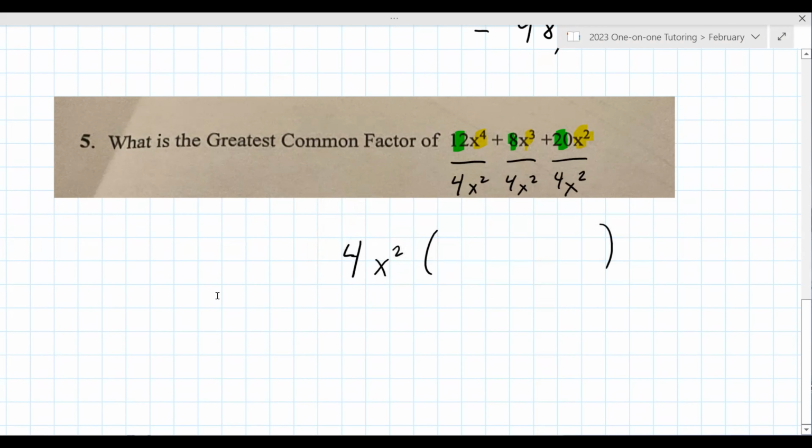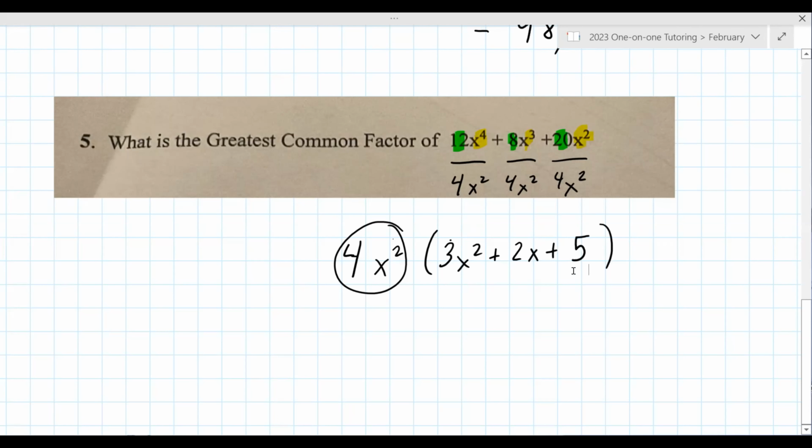So that's how you figure out what goes in parentheses. I know it doesn't ask for it, it just asks for the GCF, but do you mind telling me what goes in parentheses here? Sure. Three x squared plus 2x. Good. Plus 5. Oh yeah, just 5.